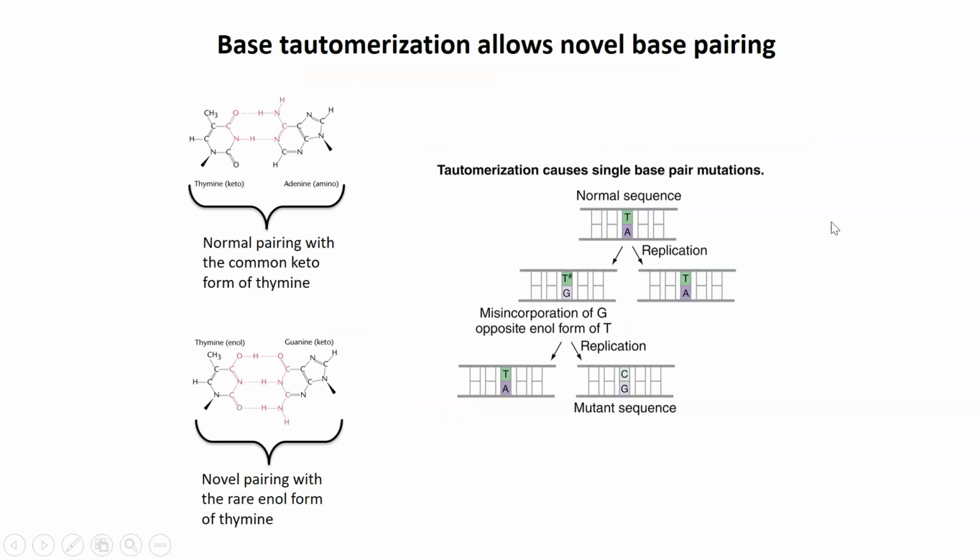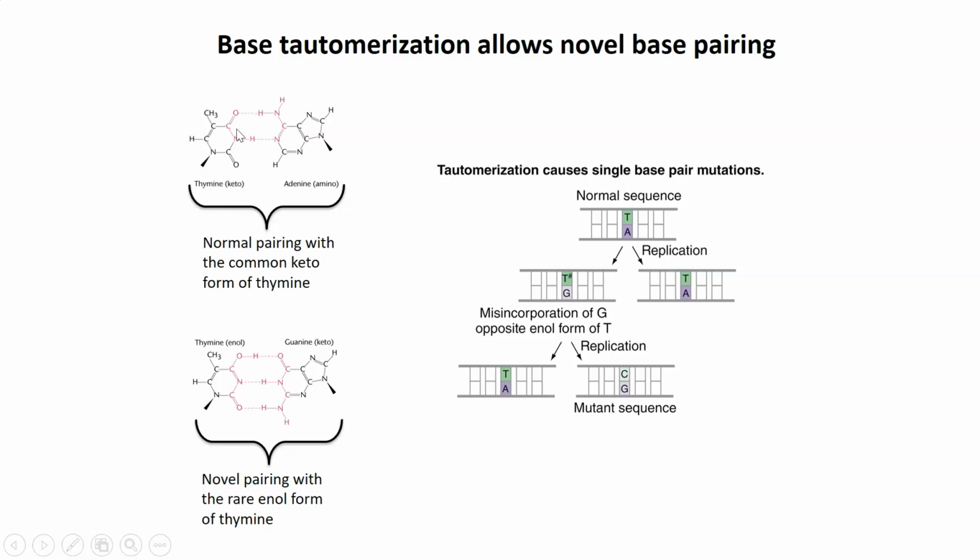Okay, another thing that can happen with base instability is what's called base tautomerization, and that's shown here. Base tautomerization is a switch from one chemical type of a base to a different type. For example, for thymine, here shown, this is the normal, most common type of thymine. It's called the keto version or conformation of thymine, and the keto thymine base pairs with adenine. Two base pairs shown here.